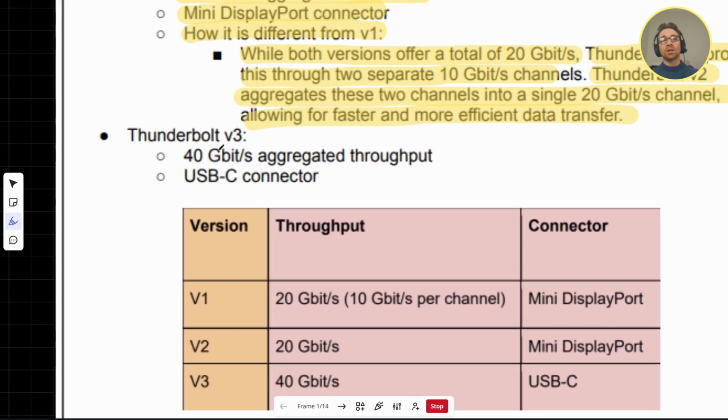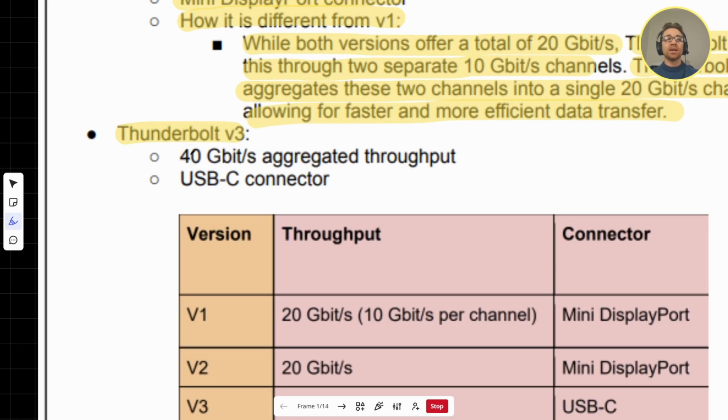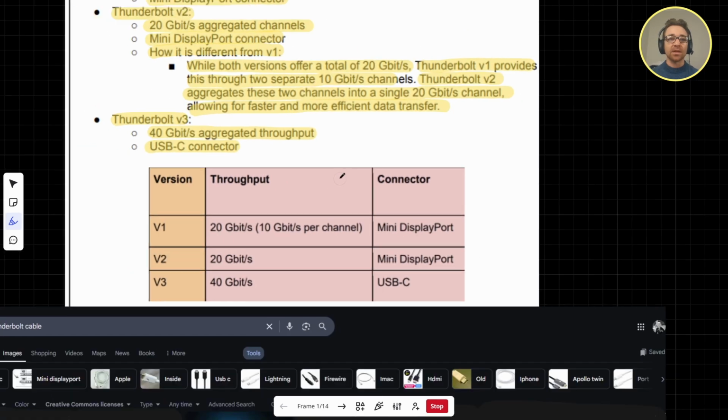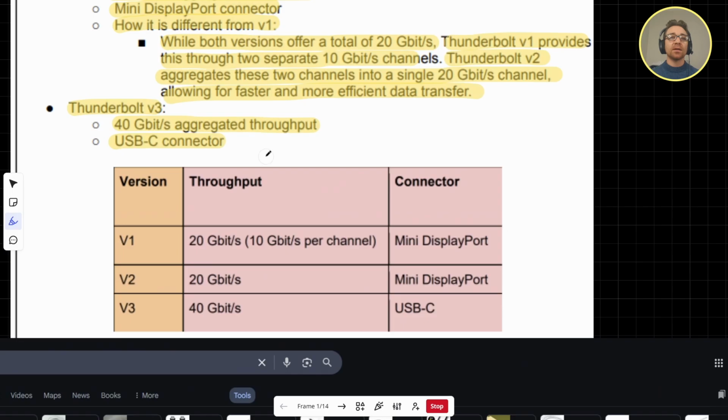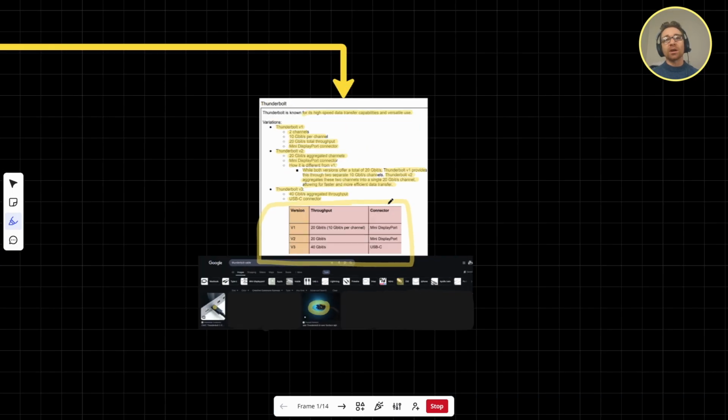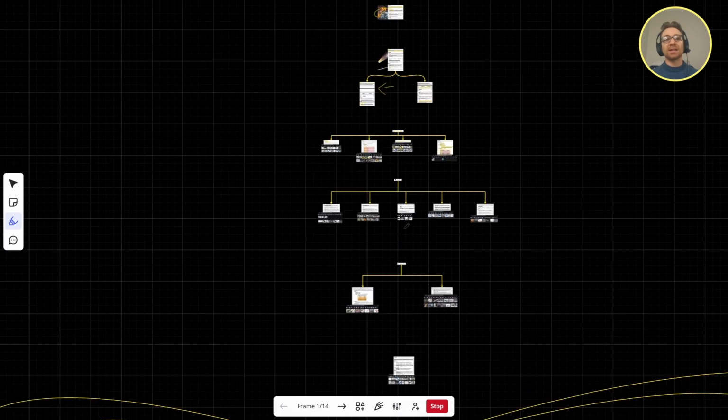And finally, the big boss of them all, Thunderbolt version 3 is 40 gigabits per second aggregated throughput with USB-C as the connector. We should know USB-C is by far superior to all the other ones that we got there. All right. So again, we've got that table here. Take a screenshot, try to remember it. You will need to know it. I'm sorry to say that, guys, but you will. That's just how it is.